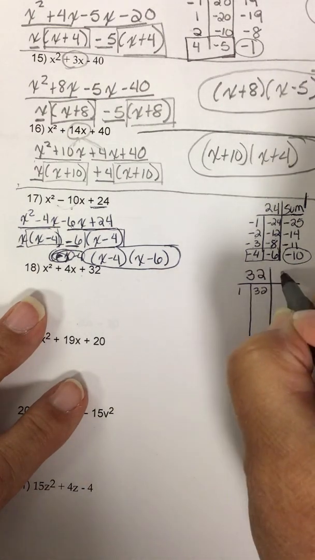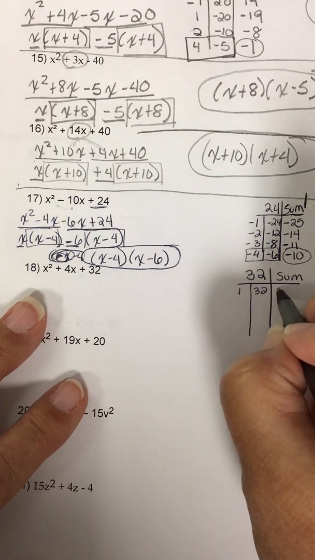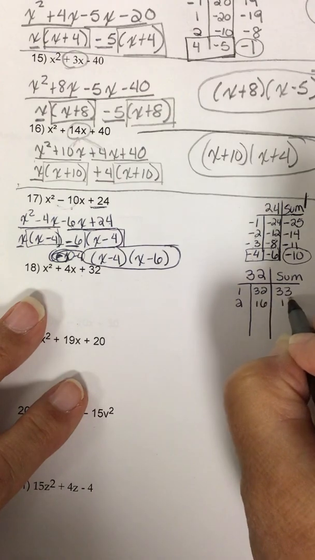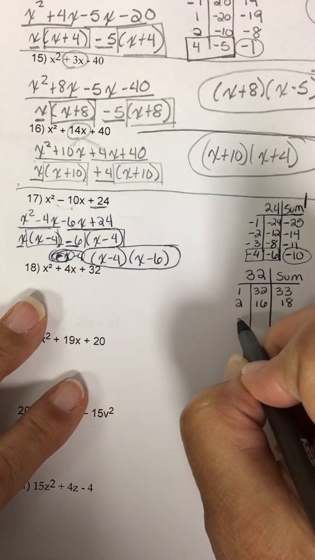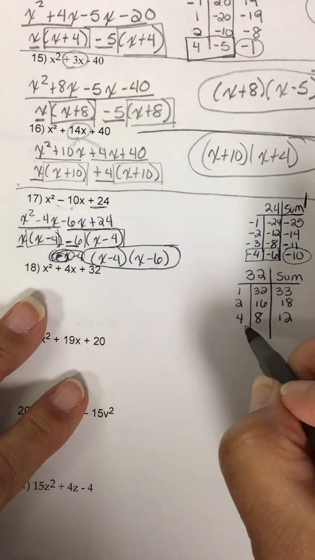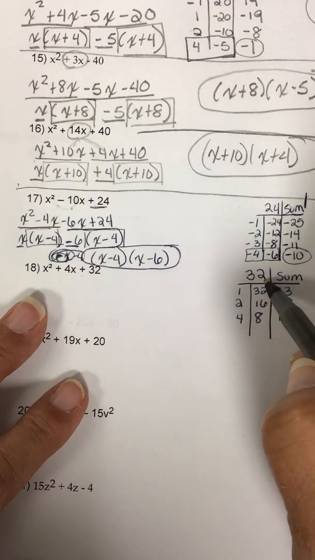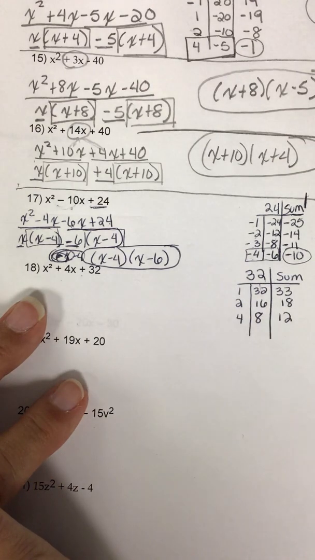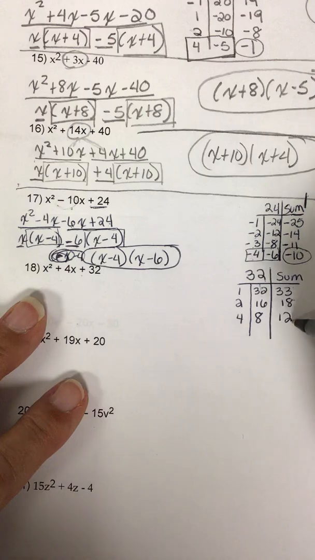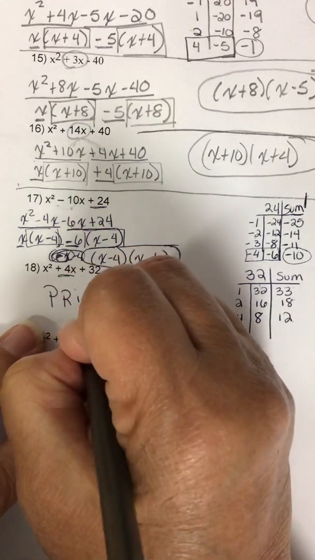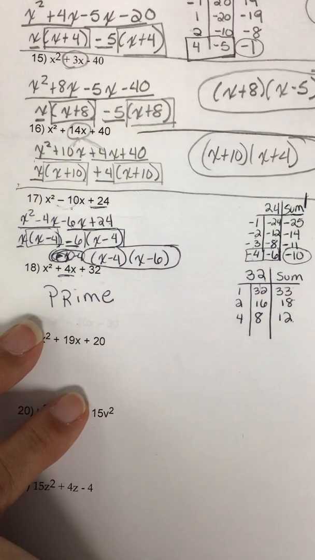1 and 32 will give me 33. And 2 and 16 will give me 18. And 4 and 8 will give me 12. Let's see, 5 won't divide into it, 6 won't divide into it, and 7 won't divide into it, so there's nothing there. I do not have a sum of 4 over here. Therefore, this is prime. And prime just means that I can't factor it evenly.